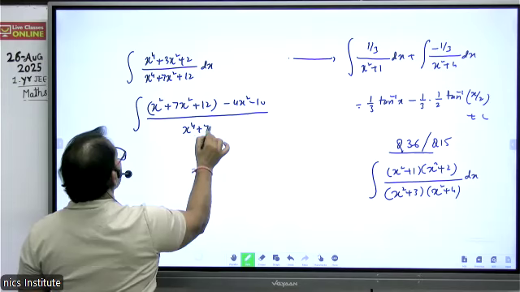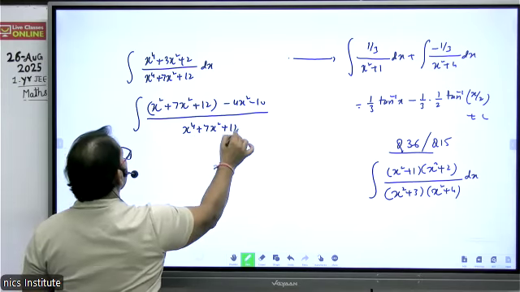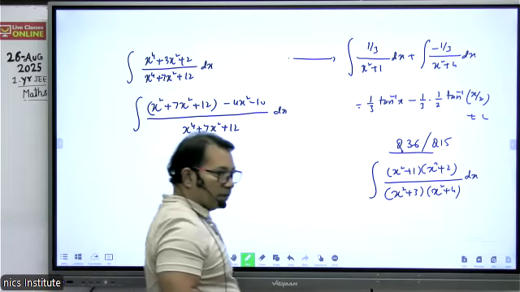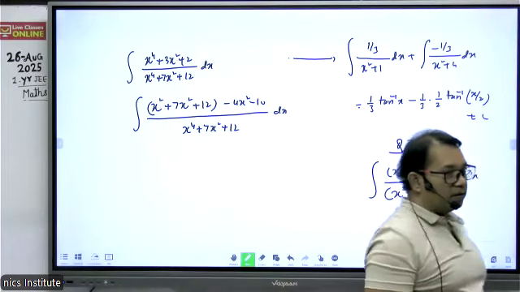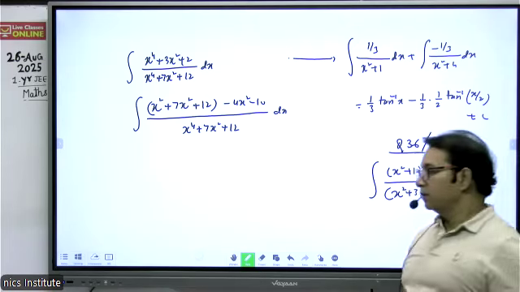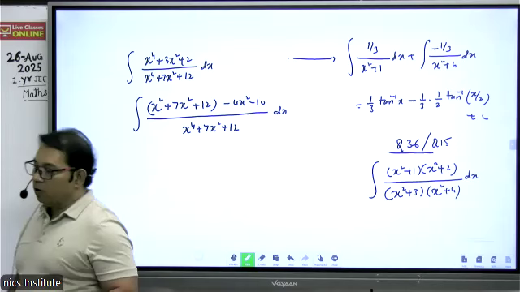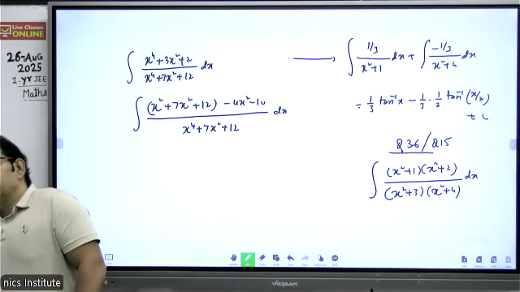I have not used long division. I have simply added and subtracted terms so that this becomes same as denominator. Manipulate numerator so that it is the same as denominator. Even by long division, you get the same answer.